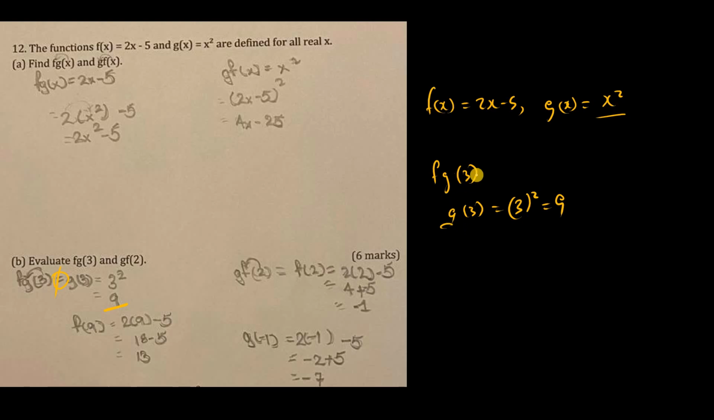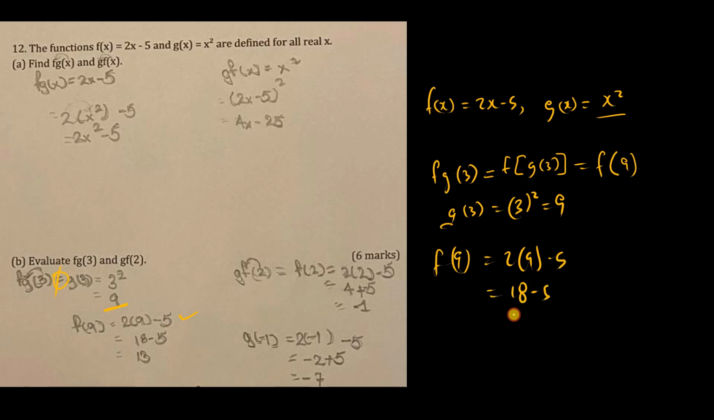Okay, so f of g of 3 is equal to f of g of 3. Alright, same thing. But we can replace the g of 3 with what g of 3 is. G of 3 works out to be 9. So now we can find f of 9, which is what you have here. But now this part is okay. Alright, so f of 9, looking at the f function, will be 2 times 9 minus 5, give you 18 minus 5, which gives you 13.